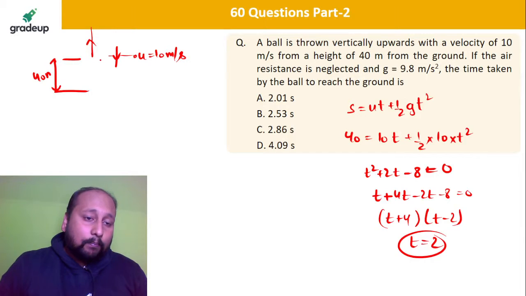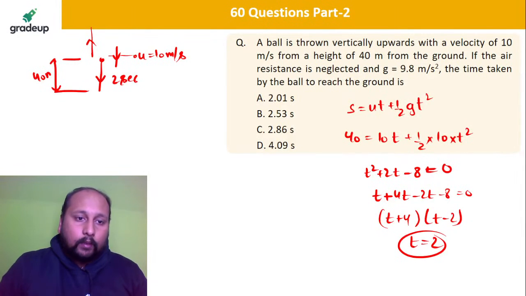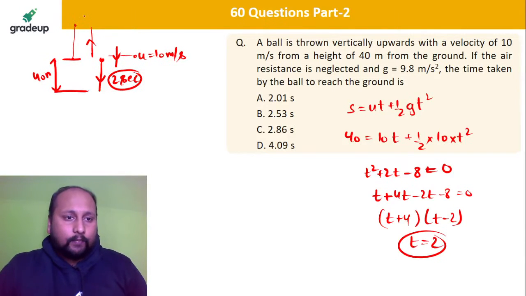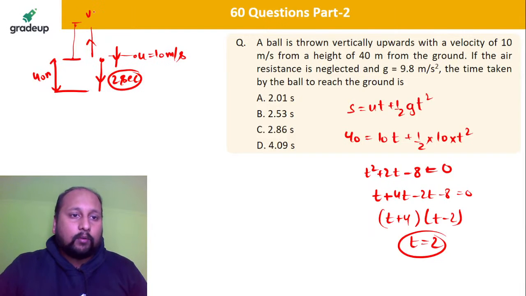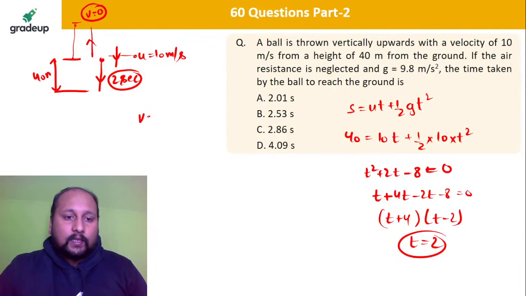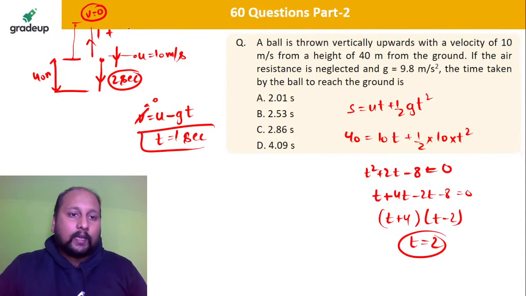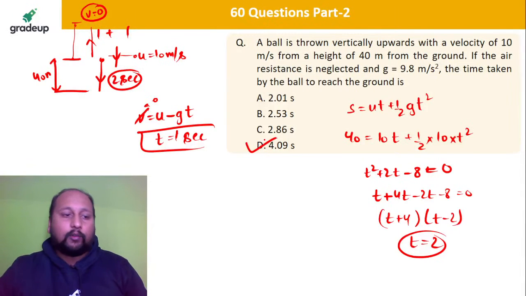That means the ball is taking 2 seconds from this position to this position. So when the ball is moving from this position to the top, let's calculate, final velocity is equal to 0. Final velocity equal to 0. So you can calculate initial velocity is equal to 10. So v is equal to u minus G into T. V is 0, this is 10, G is 10, so T is equal to 1 second. So approximately 1 second up, 1 second down, and 2 seconds. So approximately 4 seconds is the correct answer.